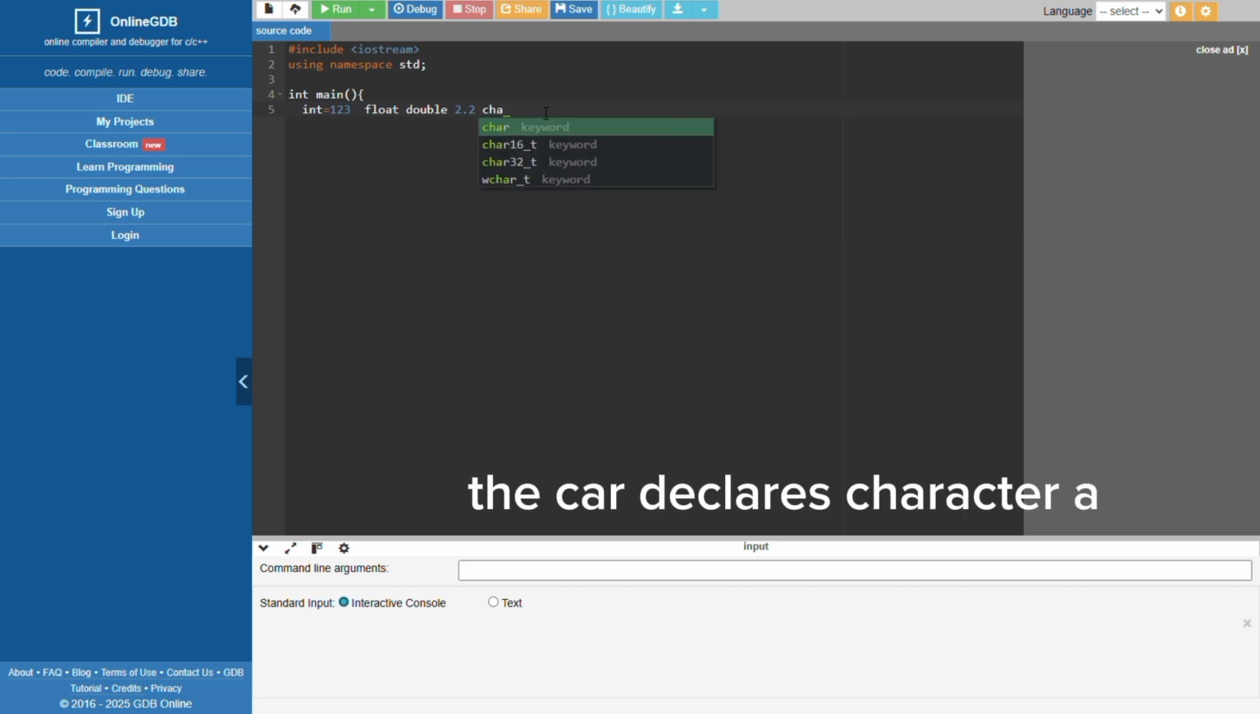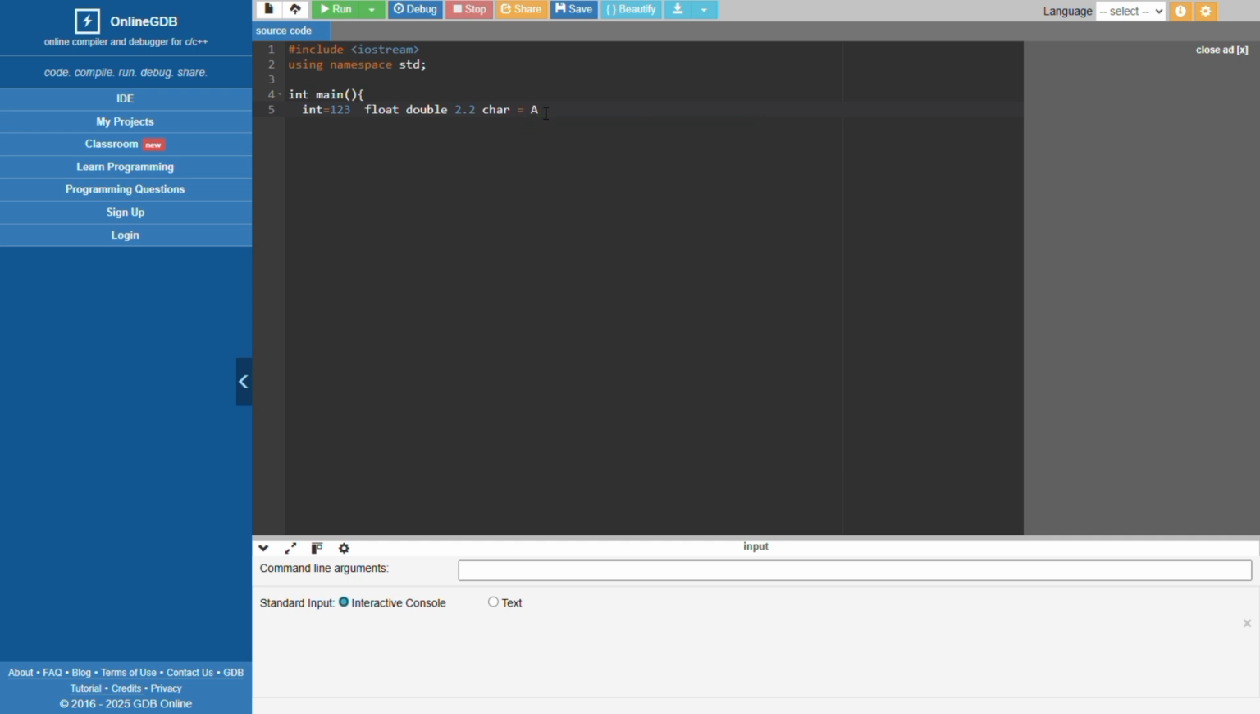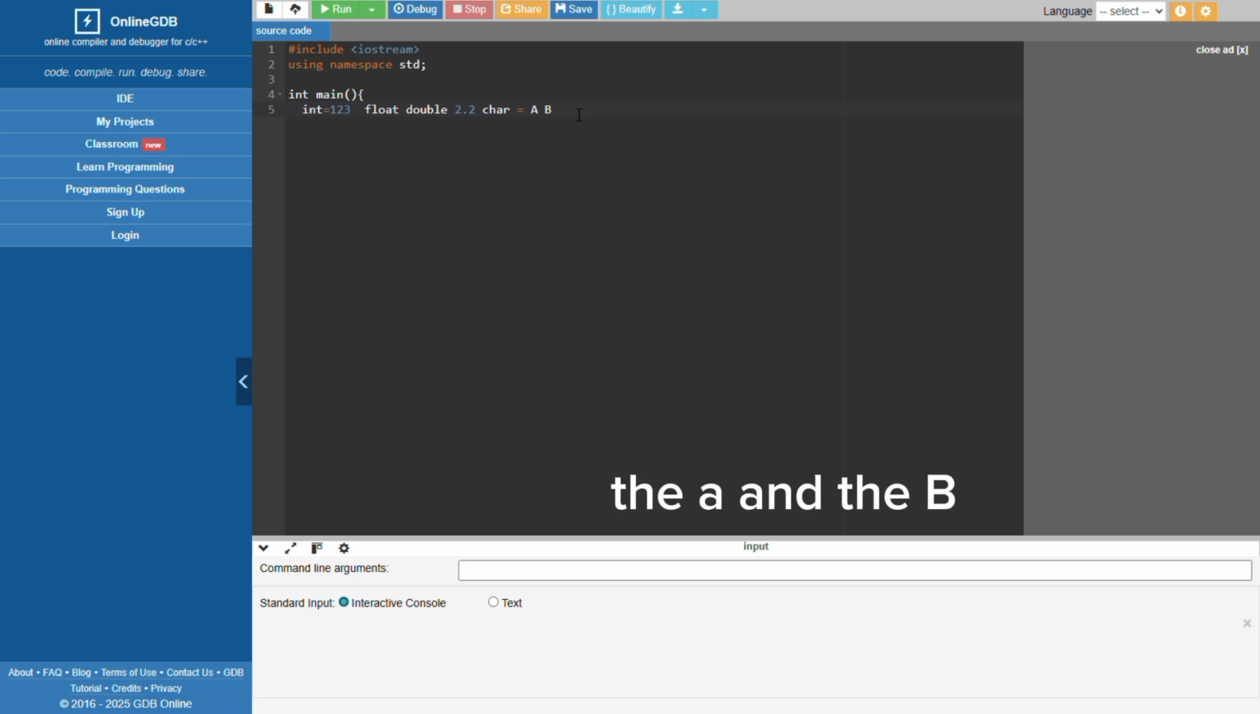Next is the char. The char declares character A, or you can say character B. This is a character, like, for example, letters, the A and the B.